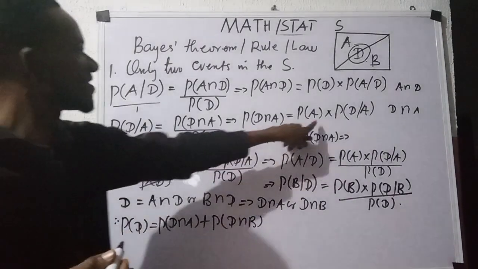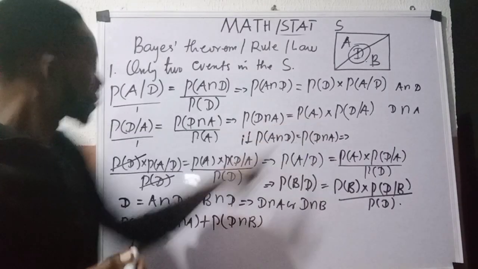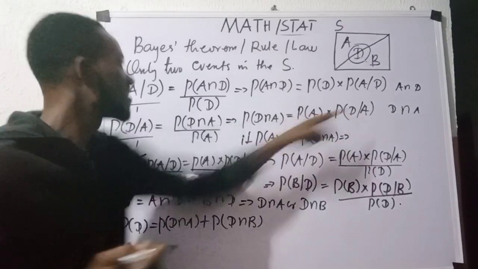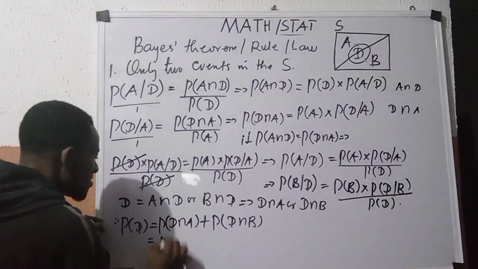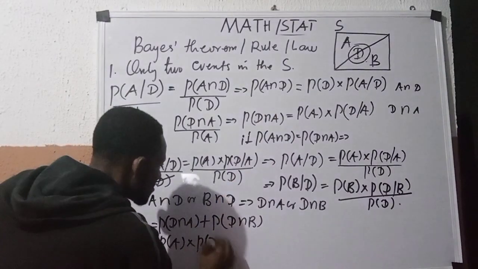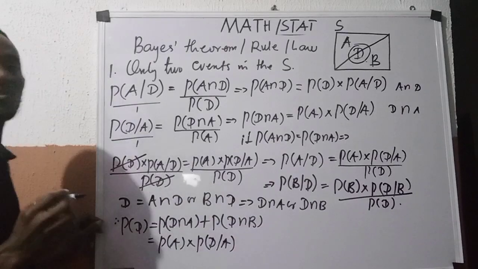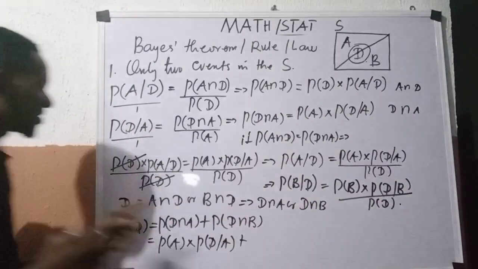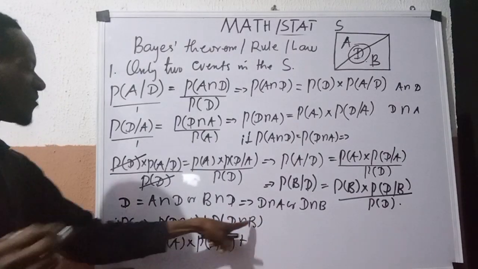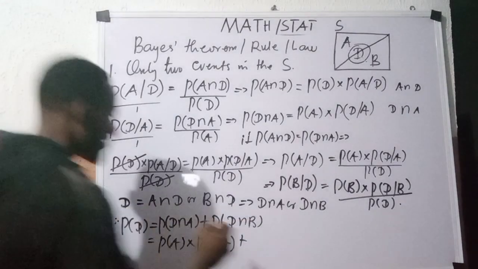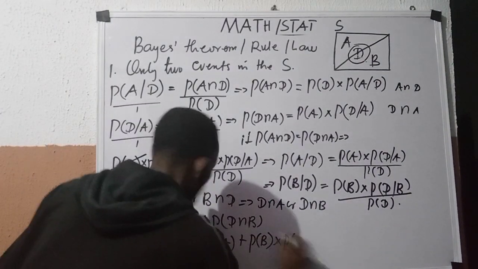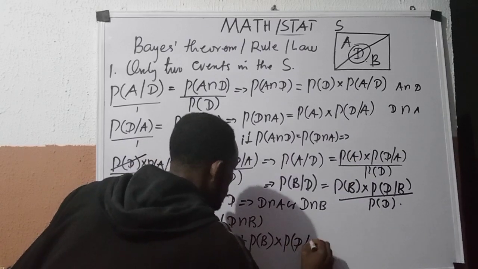And I earlier had expressed this in this way. So if I want to express that in this way here now, of course, you see what I have here, P of A multiplied by this. So this thing becomes P of A multiplied by P of D giving A. Close it. Here is plus. Now, for you to express this one that same way, anywhere you see A, you replace with B. And what you are now going to have becomes P of B multiplied by P of D giving B.